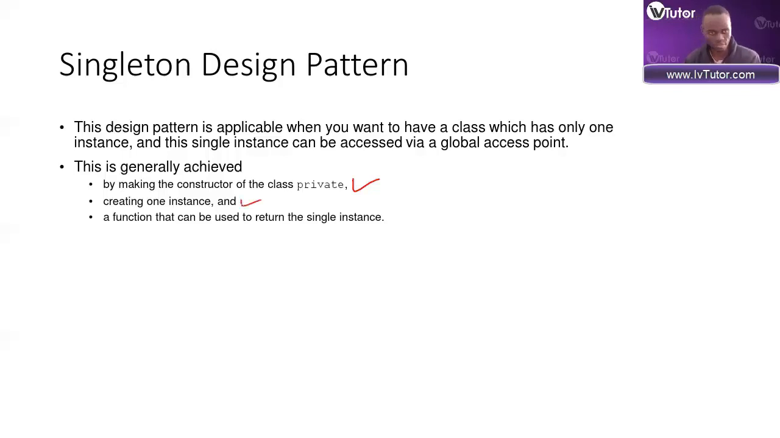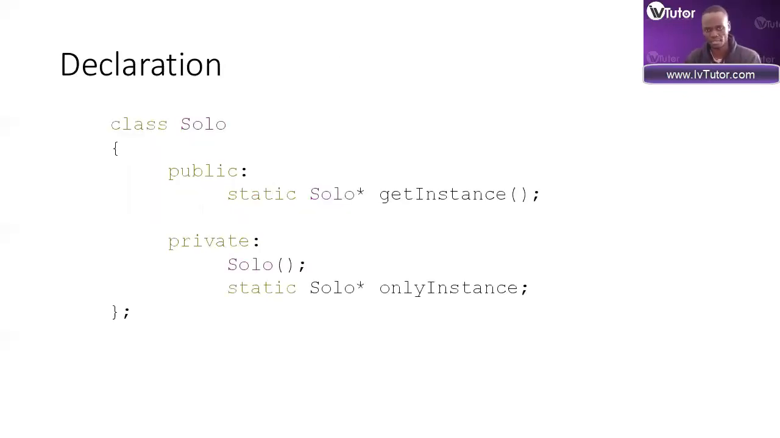And then the third thing that you do is create a function that you use to expose that instance. And we're going to do a quick demonstration of how this is done in code, right? Okay. So let's say you are given a class Solo, like in this example. I want you to understand that when you are applying the singleton design pattern, you don't care about everything else that is happening in that class. You don't care about the other functions, the other data members. Your focus is strictly on these three things, right?